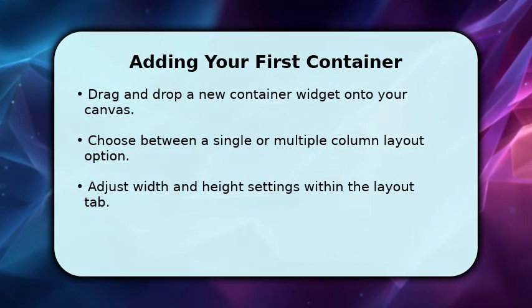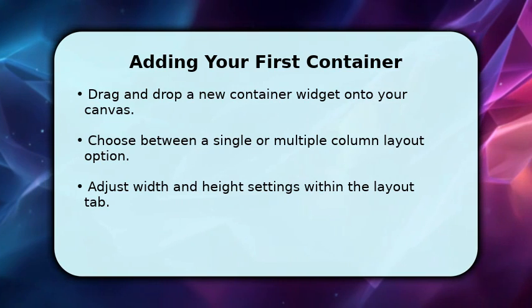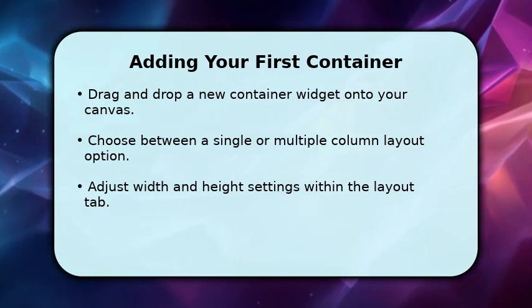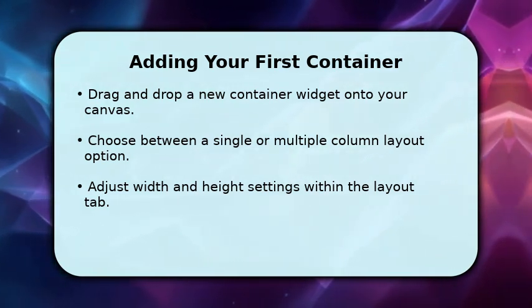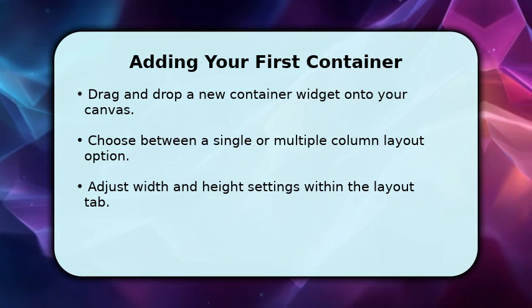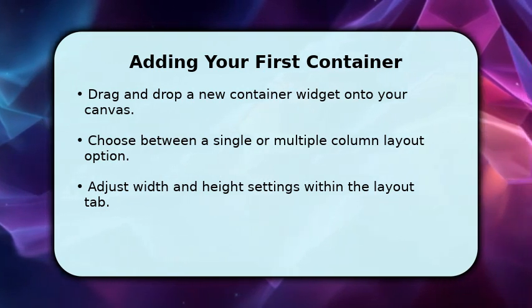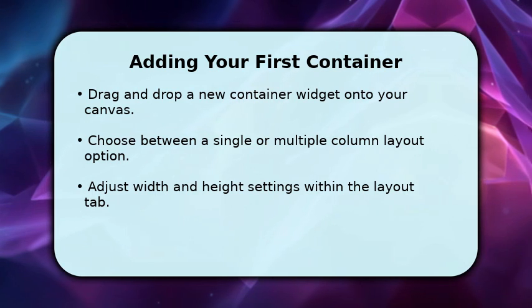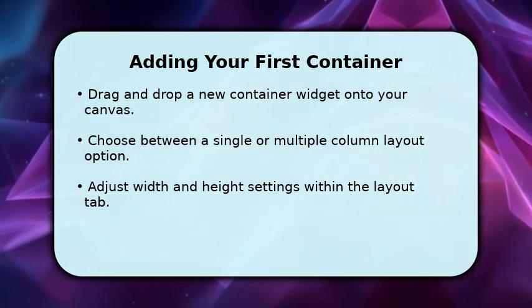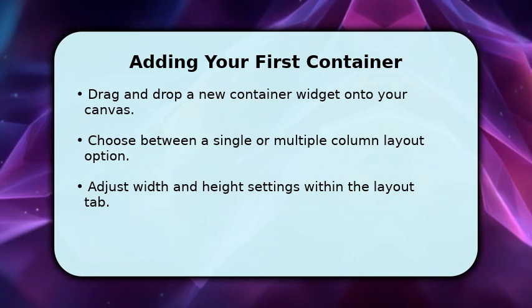To begin, simply drag and drop a new container widget from the Elementor panel directly onto your canvas. You will then have the option to select a single container or a predefined multiple column layout, giving you a quick start. Within the Layout tab, you can easily adjust the container's width and height to fit your design needs.